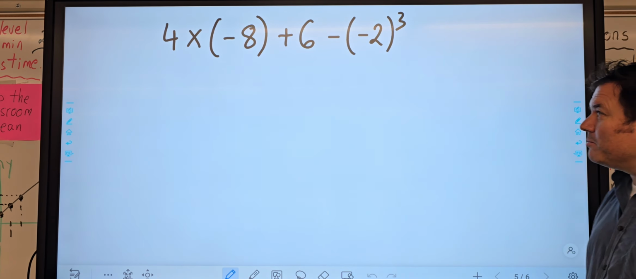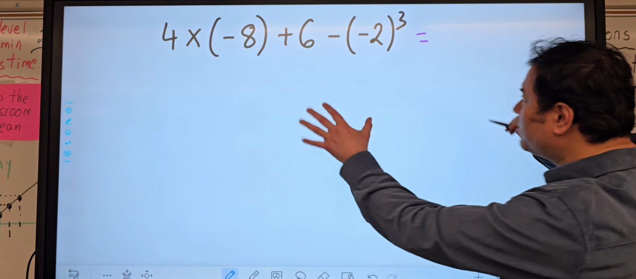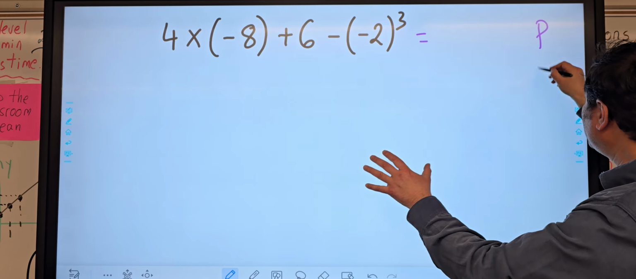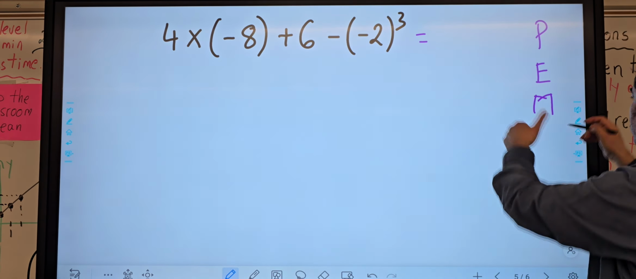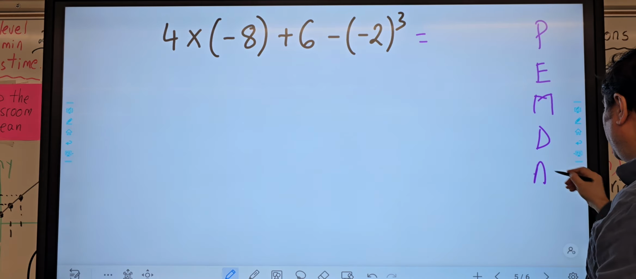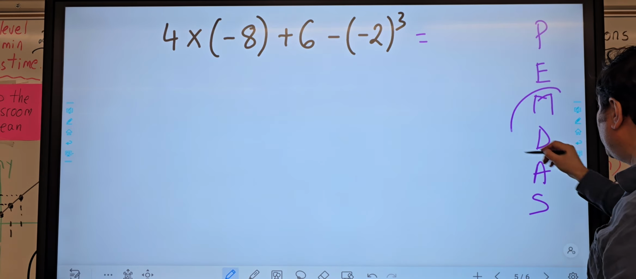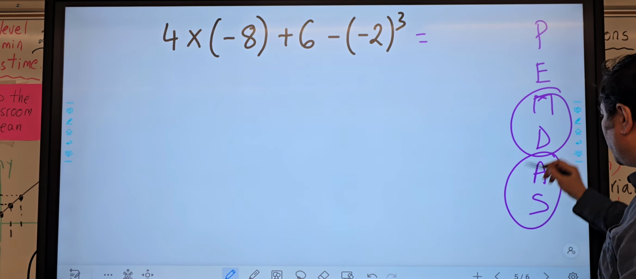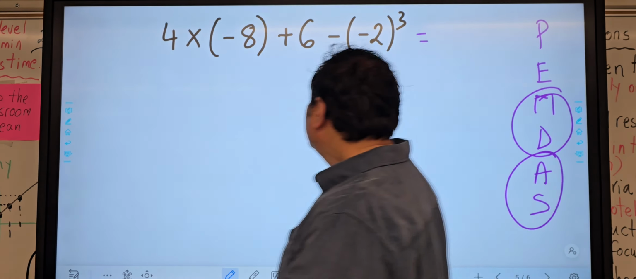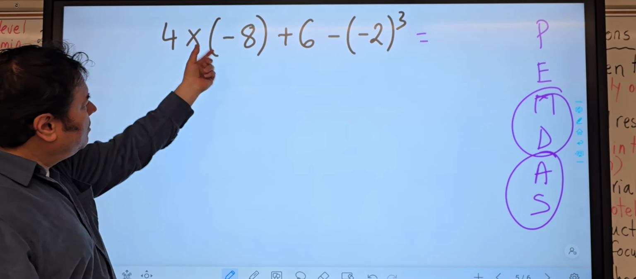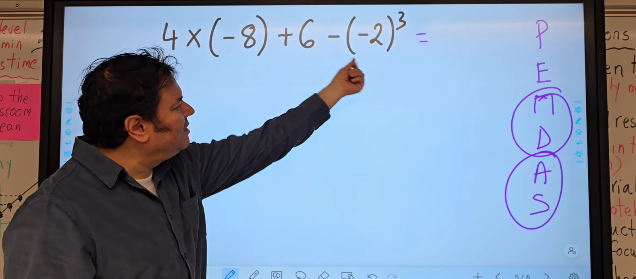Let's take a look at another problem here. And again, another complicated problem. Again, all the time, we need to write the acronym. Please excuse my dear Aunt Sally. And again, multiplication and division, addition and subtraction from left to right. Okay, please remember that.